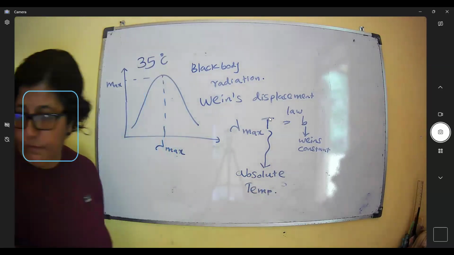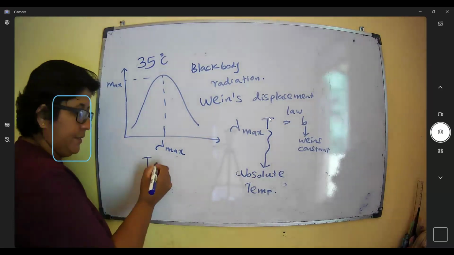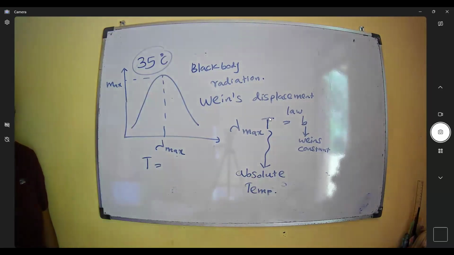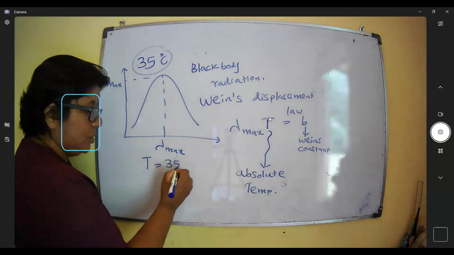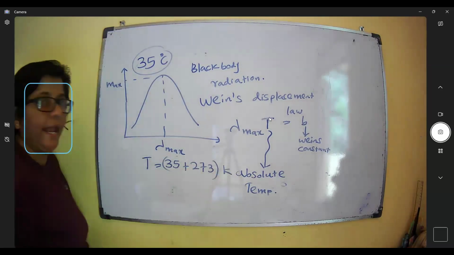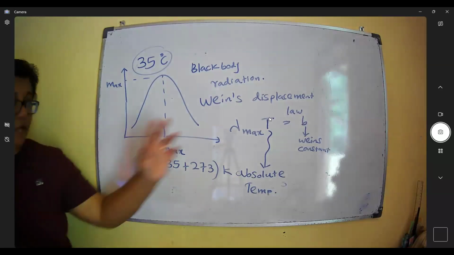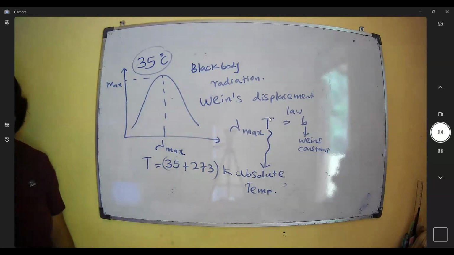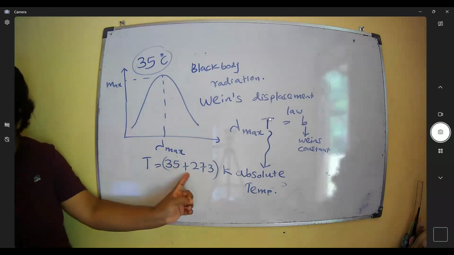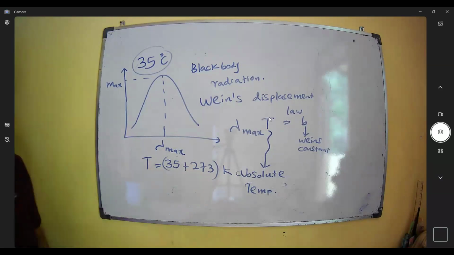Absolute temperature, the Kelvin temperature. Then we can find the Kelvin temperature. The temperature is given as 35 Celsius. Then we can add 273 to convert this into Kelvin. Then we substitute the value for the temperature in Kelvin. How do we convert Celsius to Kelvin? We add 273 to the value. Then T can be found there.